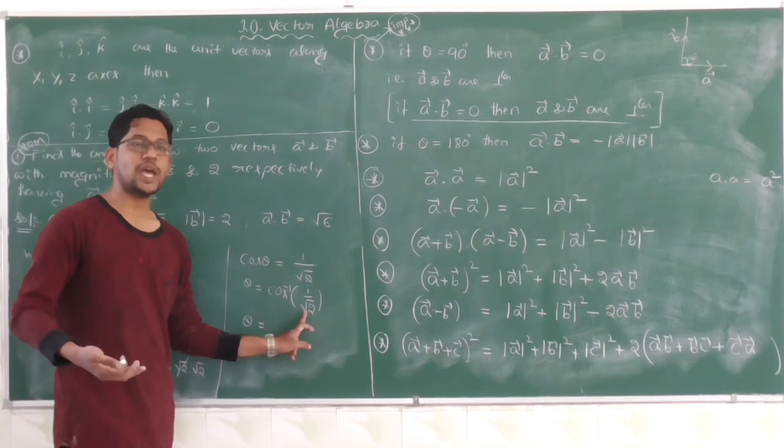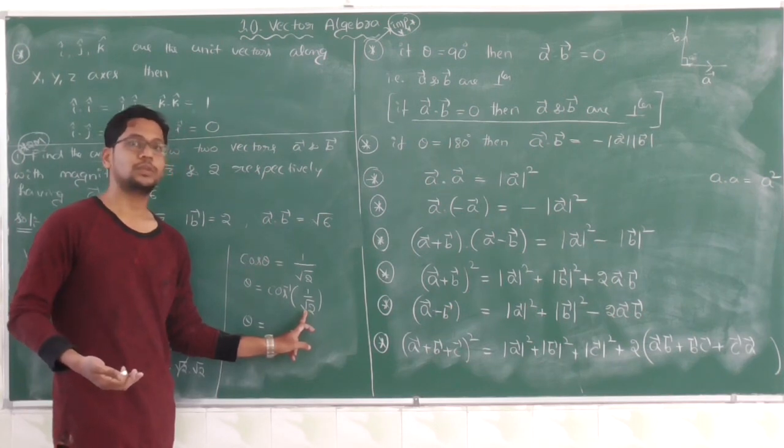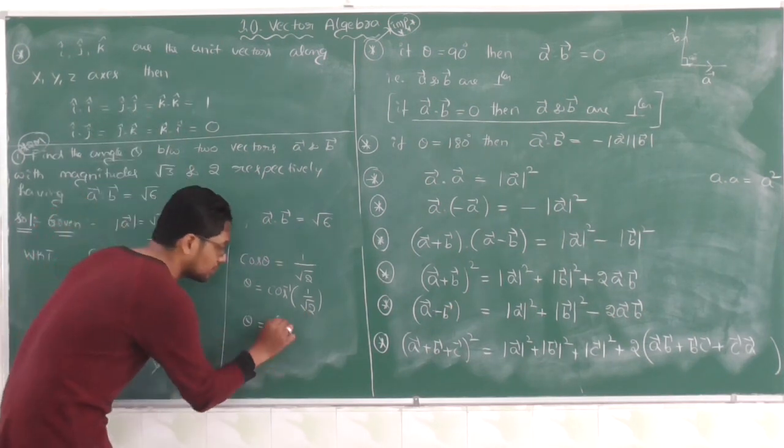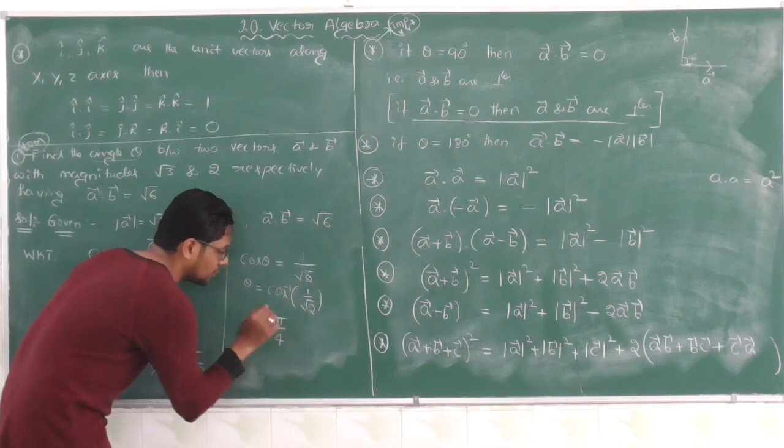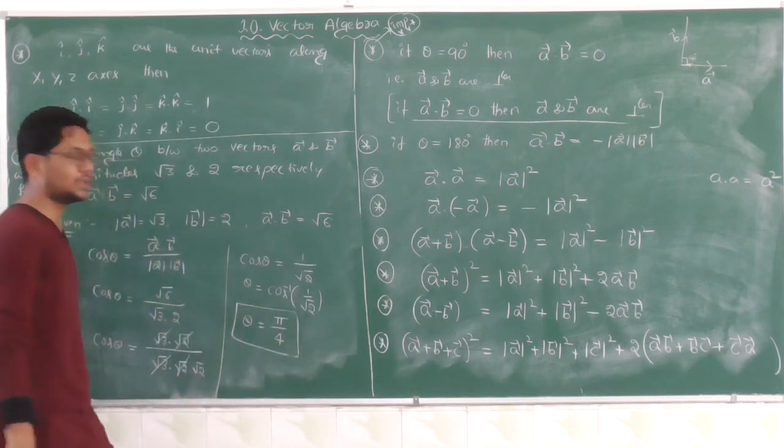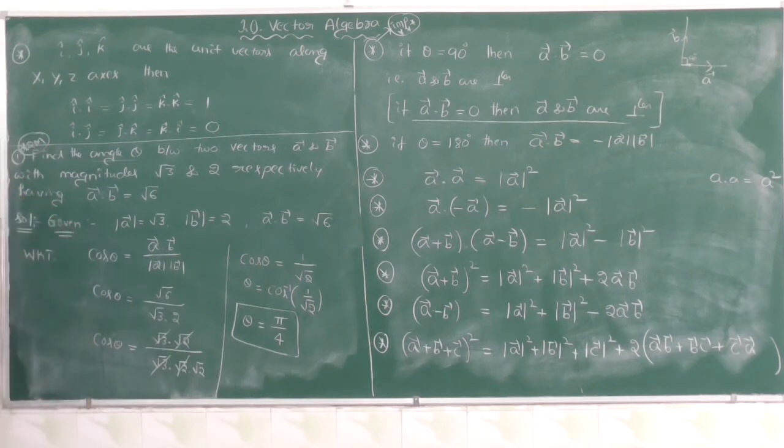The cos of which angle is 1 by root 2? 45 degrees, that is pi by 4. Hence theta equals pi by 4 is the angle between the two vectors.